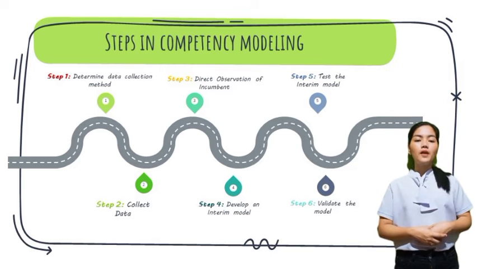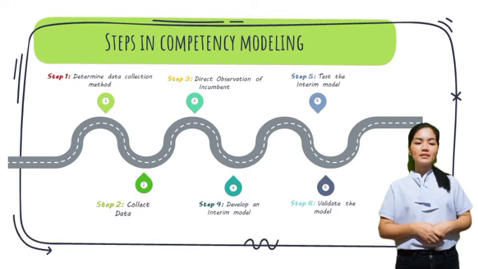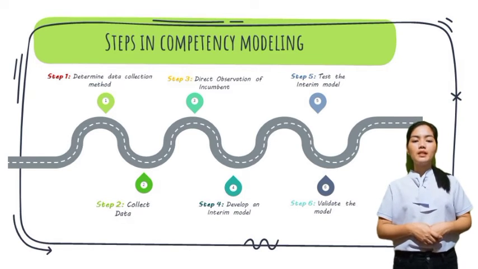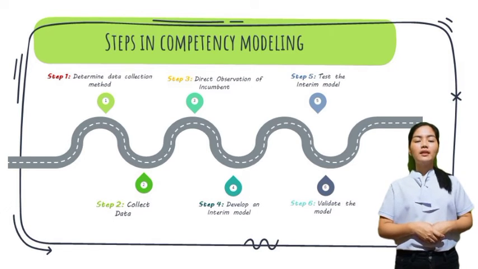Step 4, develop an interim model. You have to identify themes and patterns. Start with a general idea. Be open to new information. And step 5, you have to test the interim model. Use focus groups and your survey. And step 6, validate the model. Assess correlations between the model and performance ratings, and eliminate unneeded categories.